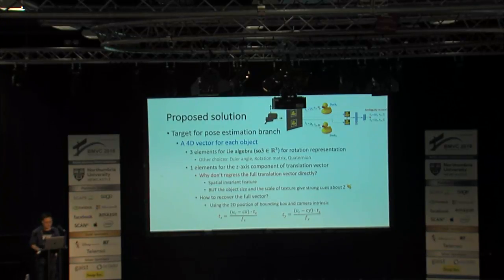So we choose Lie algebra as a representation for our rotation. It is a domain of rotation matrix, and the Lie algebra is a tangent space at the identity of the Lie group, which is big SO(3). Each element in the Lie algebra can be represented by 3 scalar numbers without any constraints. This makes the training process easier.